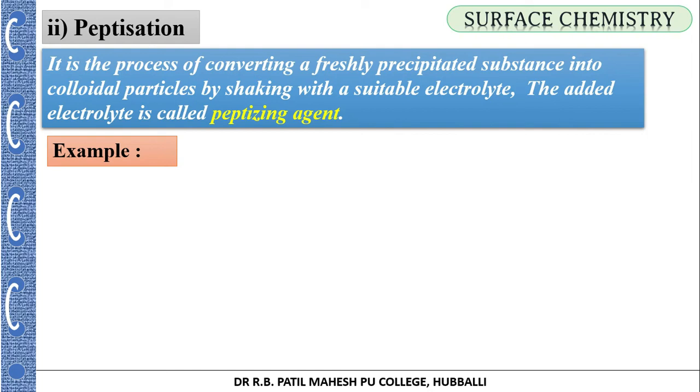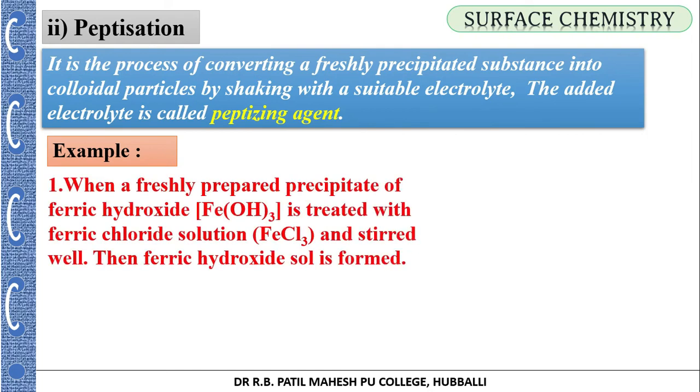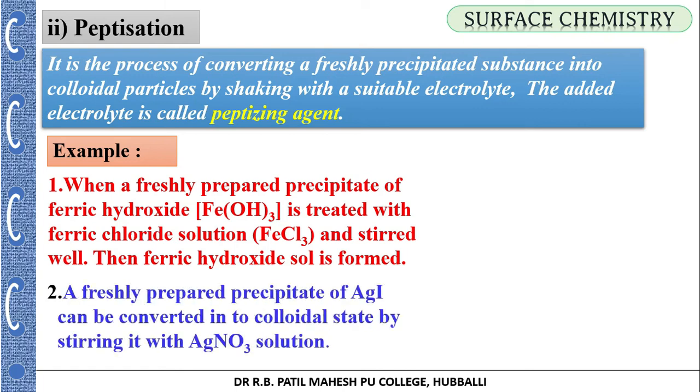Let us see an example. The freshly prepared precipitate of ferric hydroxide is treated with ferric chloride, students, and it is stirred well. The ferric hydroxide is thus surrounded by Fe3+ ions, thereby forming positively charged colloidal sol particles. And one more example, when freshly prepared silver iodide is shaken with silver nitrate solution, once again we get a positively charged colloidal sol. That silver iodide is surrounded by Ag+ ions and we get colloidal particles. So examples are also important, definition is also important. They ask for 2 marks.